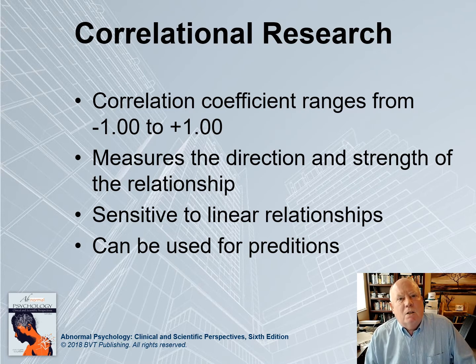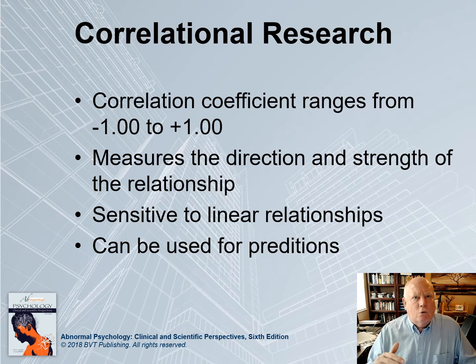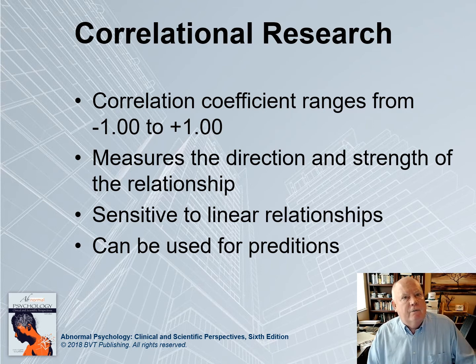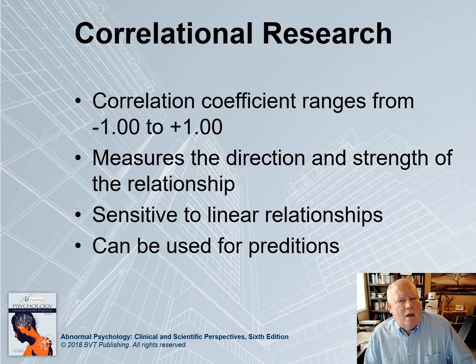A +1 means you have a perfect positive relationship. As one variable increases, the other increases at precisely a determined rate. So I can tell you exactly what the other variable will be if I know what the first variable is. A minus correlation is also a perfect relationship, but in the opposite direction. As one variable goes up, the other goes down in a perfectly predictable manner. A zero correlation means that there is no relationship.